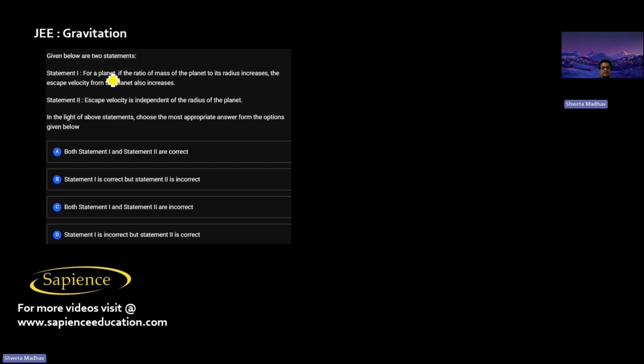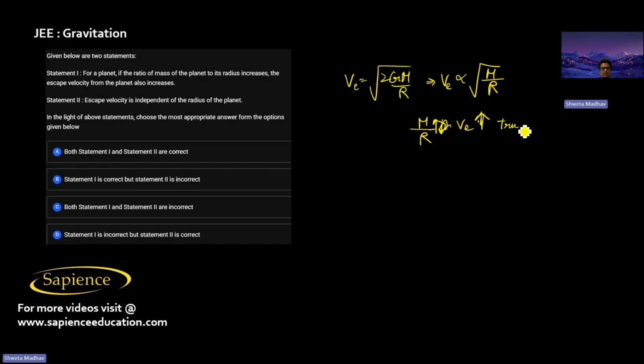Here it is told that in statement 1, for a planet, if the ratio of mass of the planet to its radius decreases, the escape velocity of the planet also decreases. We know that escape velocity is equal to root of 2GM by R. So the escape velocity is proportional to the square root of the ratio of mass and the radius. So if the ratio of mass to its radius decreases, then the escape velocity also decreases. It is true. So statement one is true.